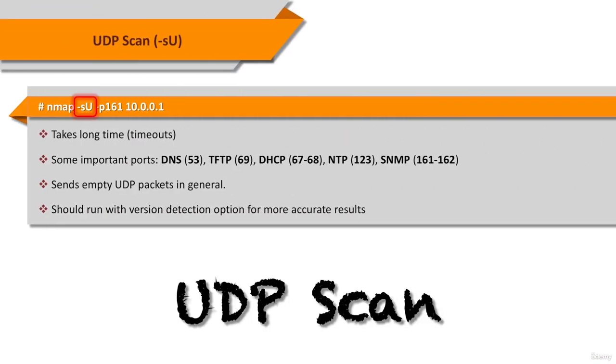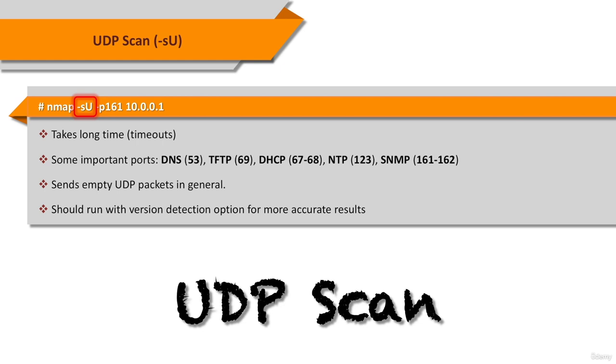UDP Scan is activated with the -sU option. UDP Scan works by sending a UDP packet to every targeted port. For some common ports such as 53 and 161, a protocol-specific payload is sent to increase response rate. But for most ports, the packet is empty. Well, there are some options to force Nmap to send non-empty packets, such as the data parameter.